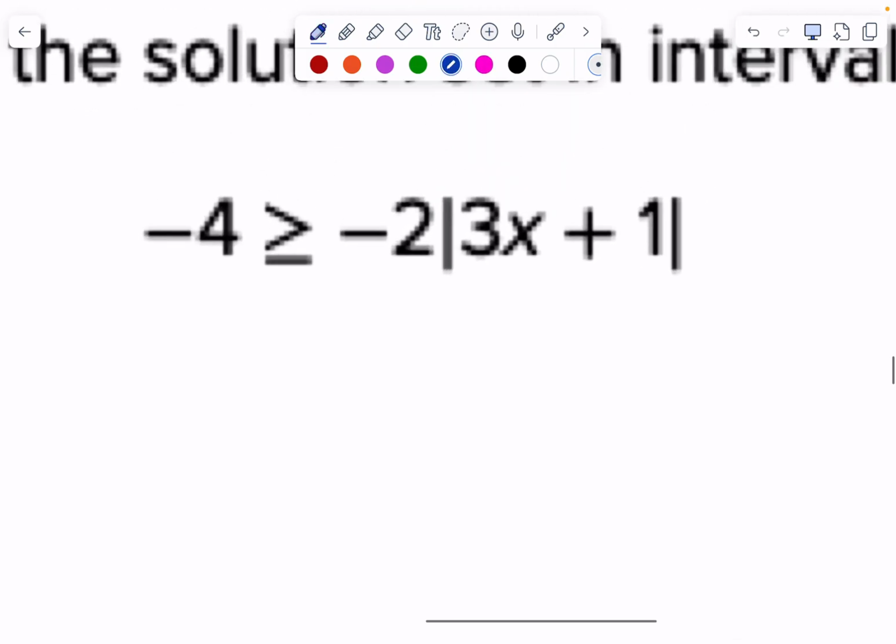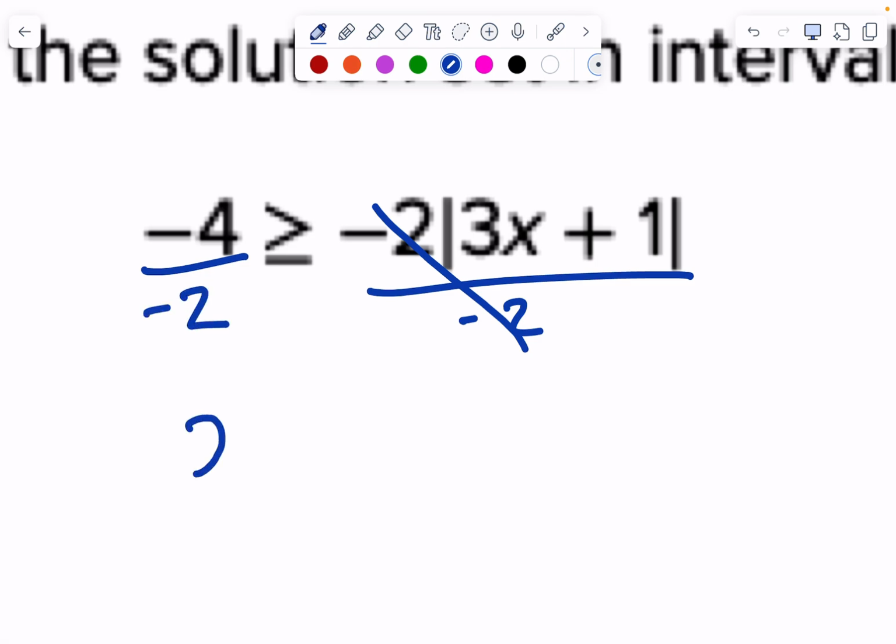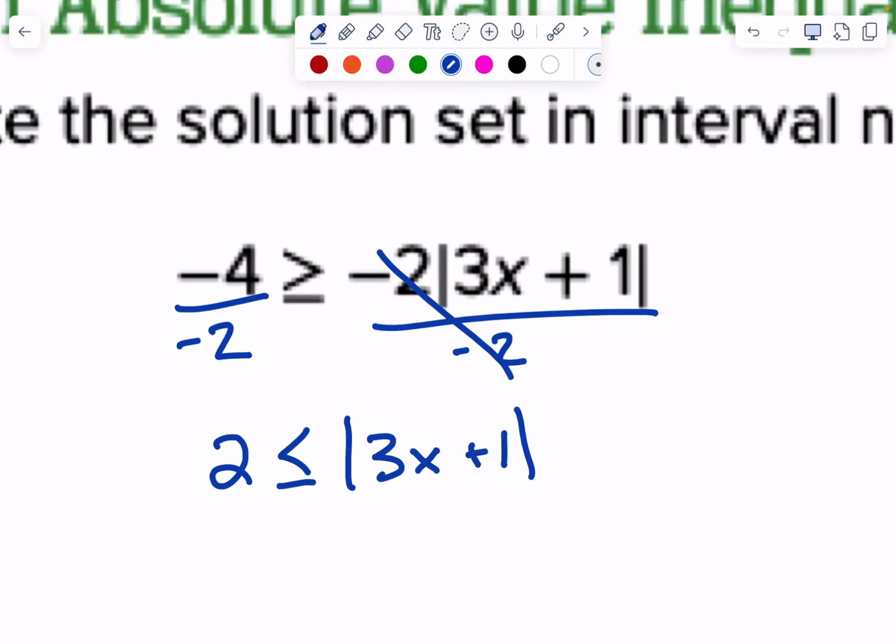Divide by -2. Divide by -2. Makes him go away there. And this is +2, but I have to flip the sign. Less than or equal to, absolute value, 3x plus 1, and now I can start my cases, right?